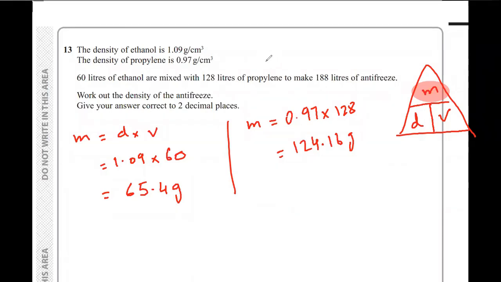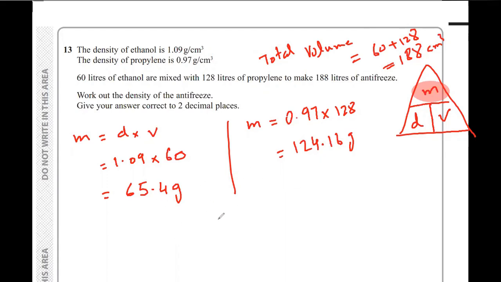Do we know the total volume? Yes, 60 add 128, which is 188. It's given in the question, centimeter cubed. Oh yes, that's right, that's already given. Thanks for pointing it out.